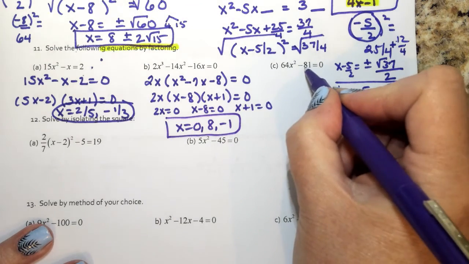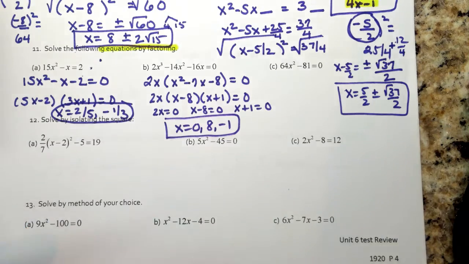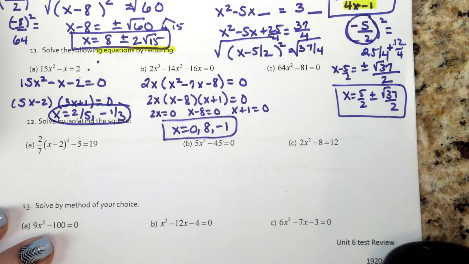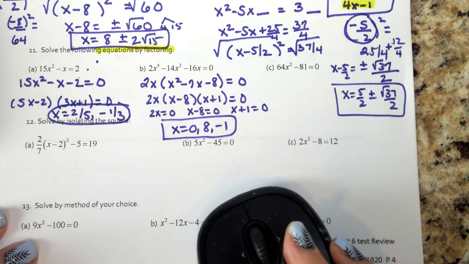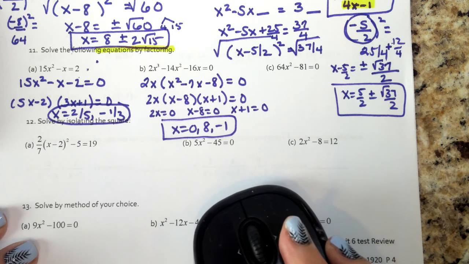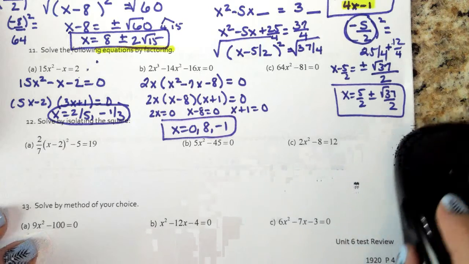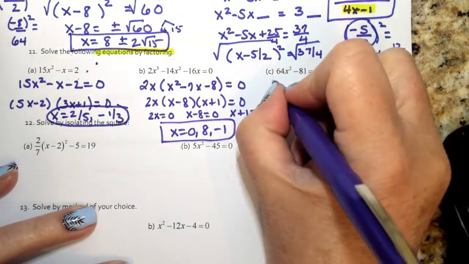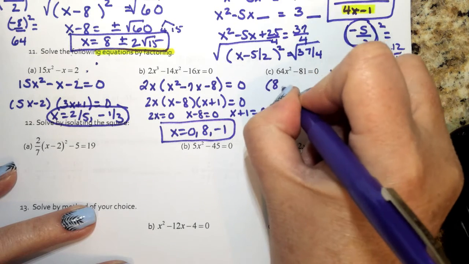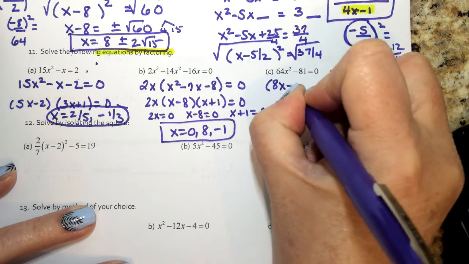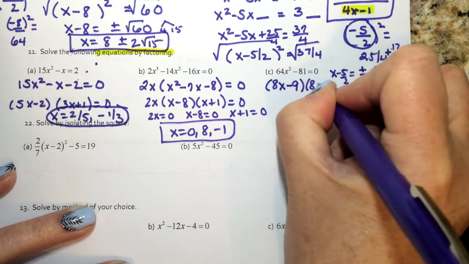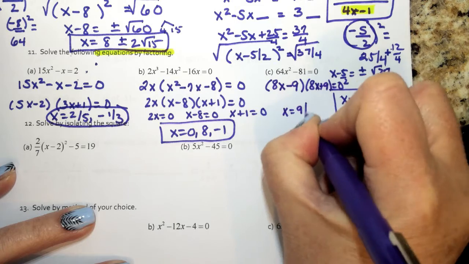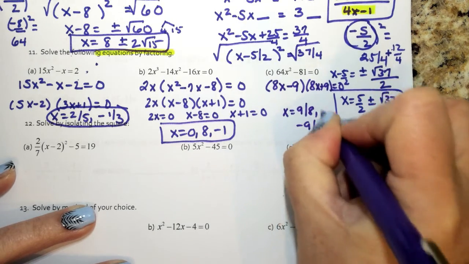Here you have a binomial. You have a difference of squares. So this is a difference of squares. So I can take the square root of 64x squared, which is an 8x, square root of 81, which is 9. So 8x minus 9, 8x plus 9. So x is going to be equal to 9/8 and -9/8 when I set each factor equal to 0.